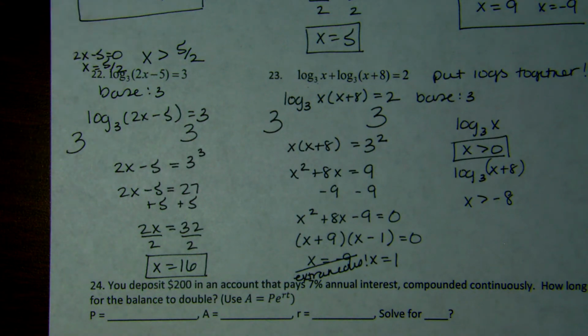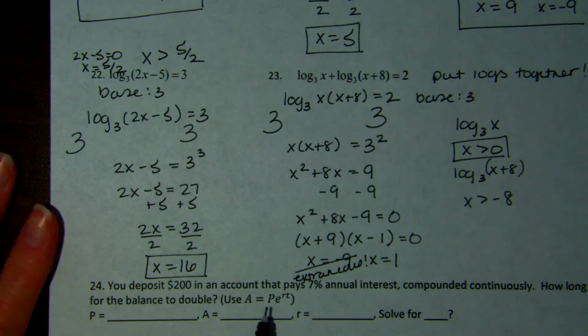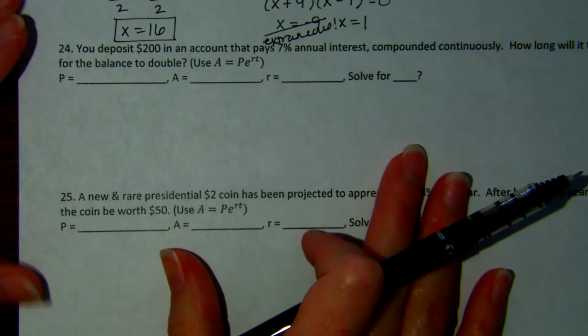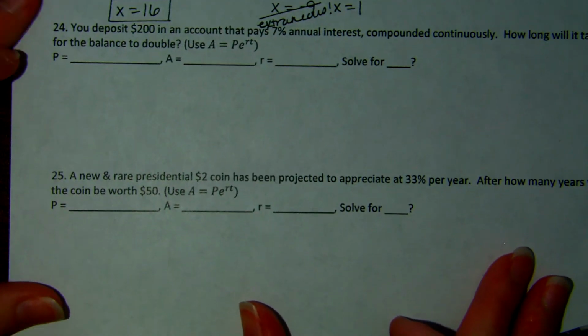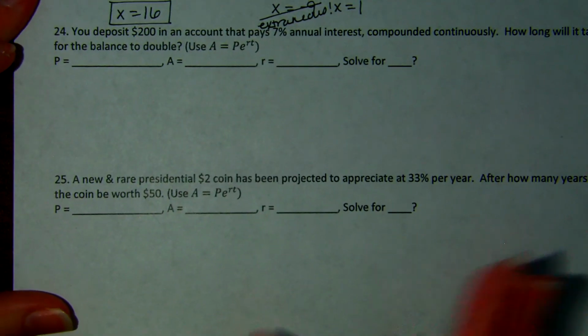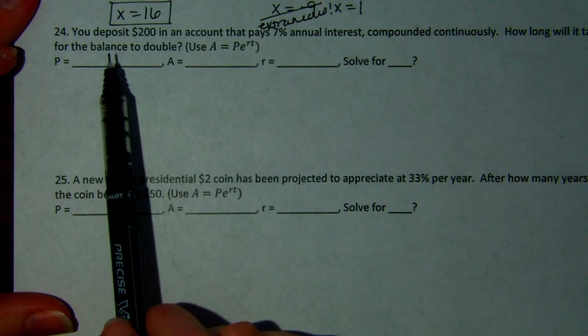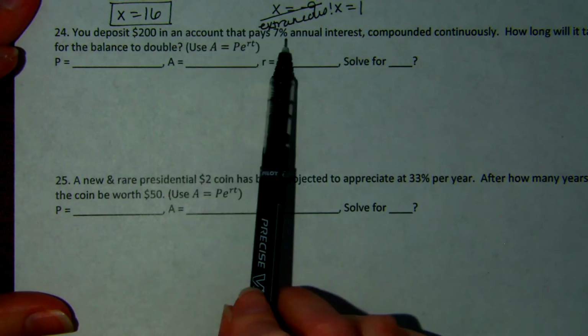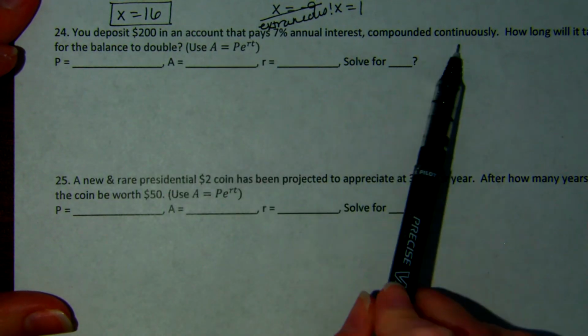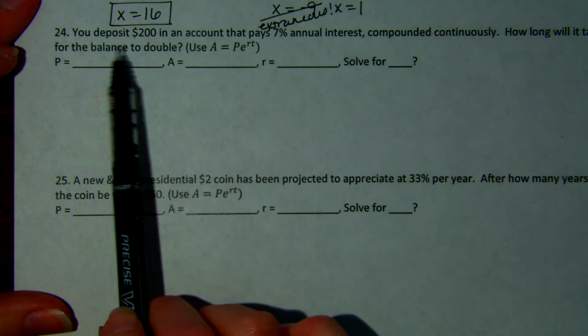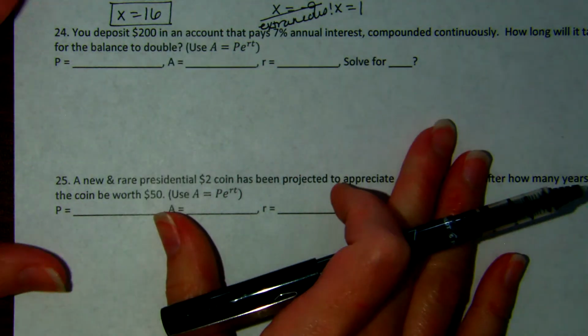All right, guys, 24 and 25 are application problems. Notice that they gave you the formula to use on both of those problems, and notice that the formula is the same for both problems. It's the continuously compounded interest formula. If you deposit $200 in an account that pays 7% annual interest compounded continuously, how long will it take for the balance to double?